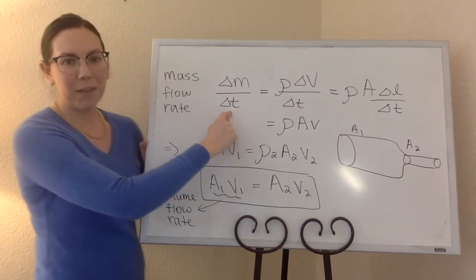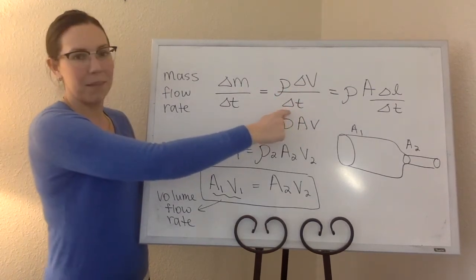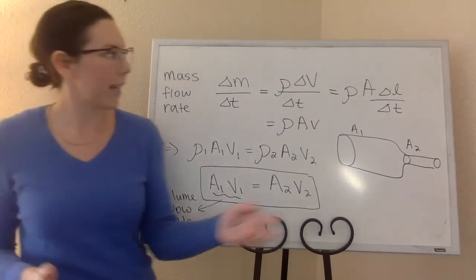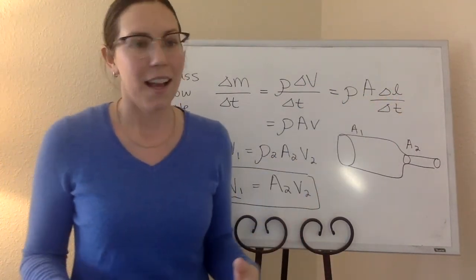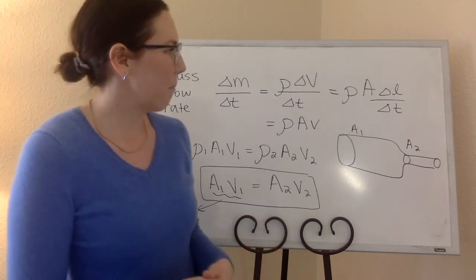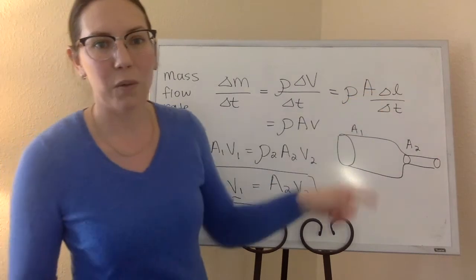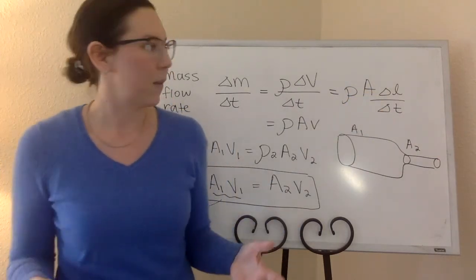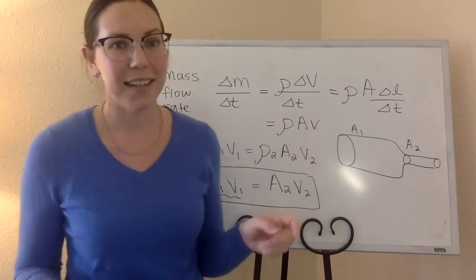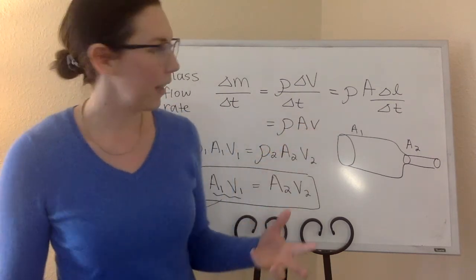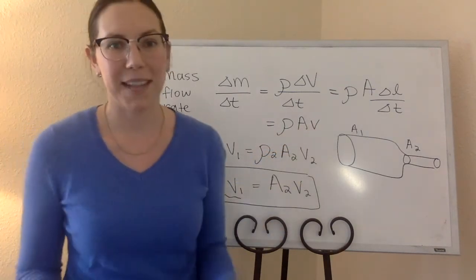Then we can plug in for that, we can put the density times the change in volume per unit time. And then we can plug in further and say that the volume is area times the change in length that passes through a point per unit time. Dividing that by time, here we have length or distance over time, which is the speed. So we can also write this as density times area times the speed. And using SI units, this is kilograms per meter cubed, meters squared, and then meters per second for the units there.